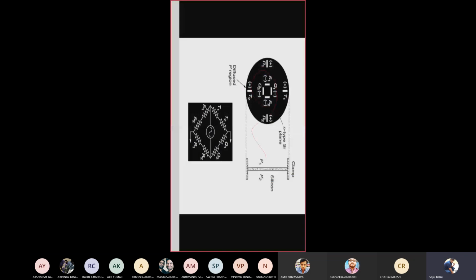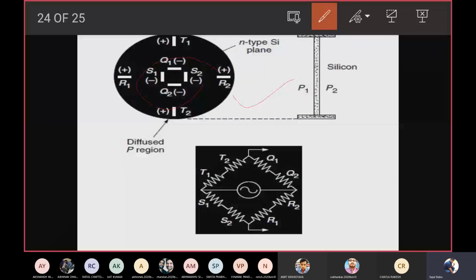So you can see here, this complete black one is an n-type pan. That means you are going to take an n-type semiconductor pan, and on that you are going to diffuse the p-type material. You can see in this plate S1, S2, Q1, Q2, R1, R2, T1, T2. All these are semiconductors, and the p-type semiconductors are diffused there. Whenever you apply some force on the strain gauge, it is going to convert that into an electric voltage.